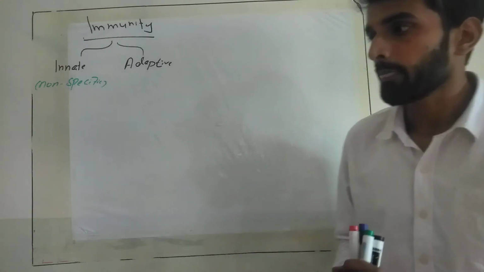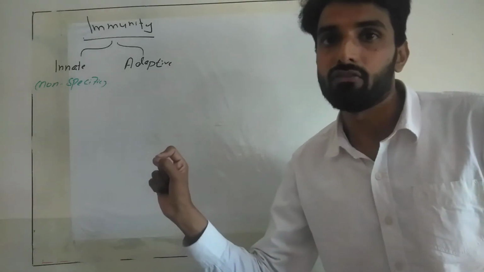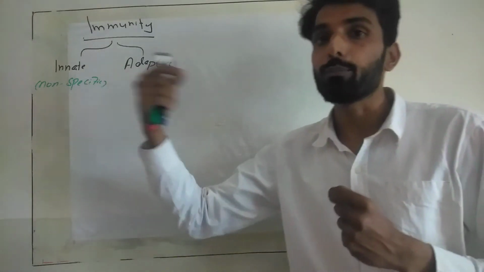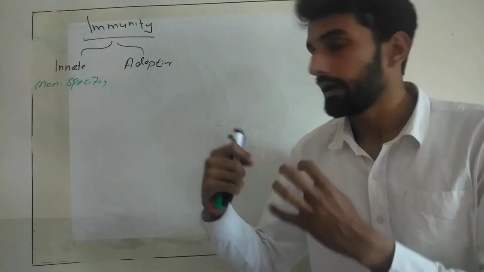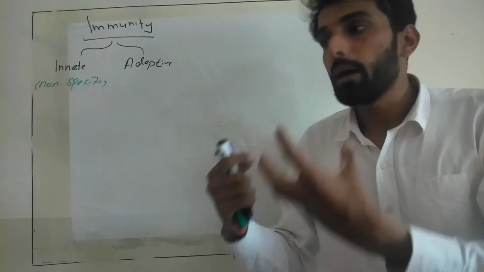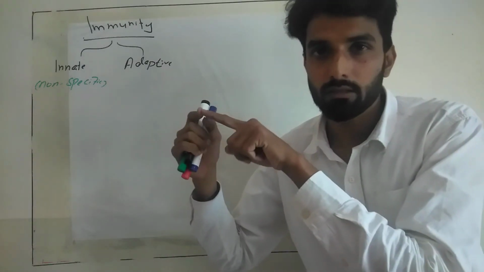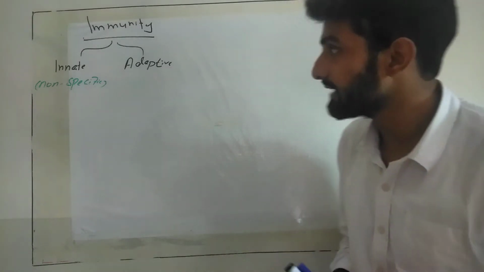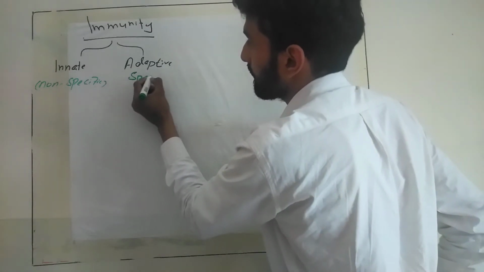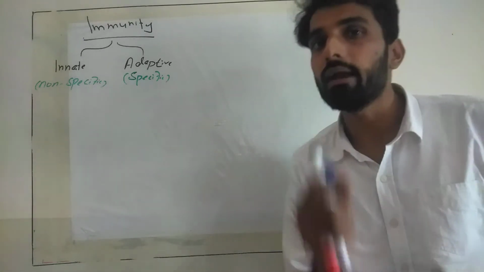It will not work like adaptive immunity, which works against a very specific antigen, and this adaptive immunity requires exposure to the antigen. When the antigen is exposed to our body, our body will start producing T cells and B cells against that particular antigen. So this is the reason adaptive immunity is very specific, a very specific immunity against a particular antigen.